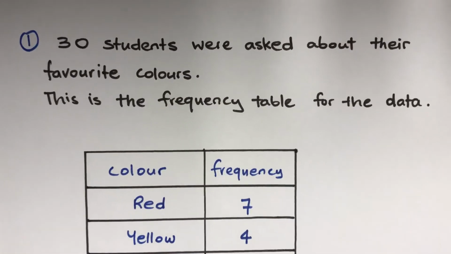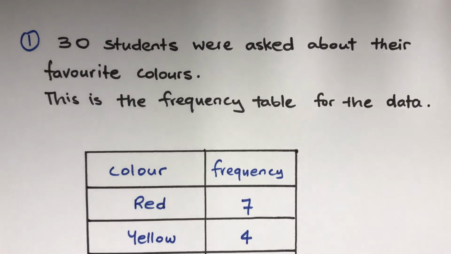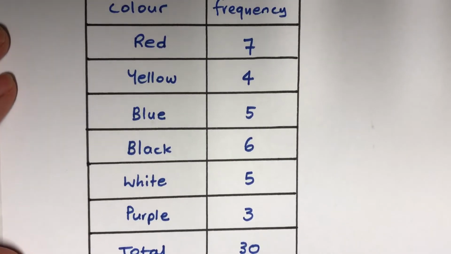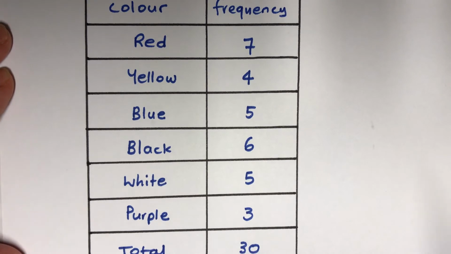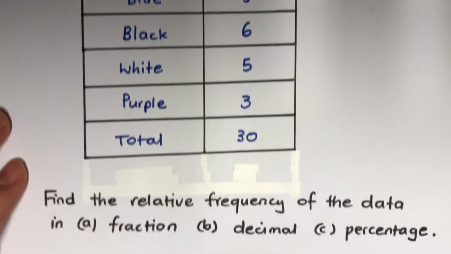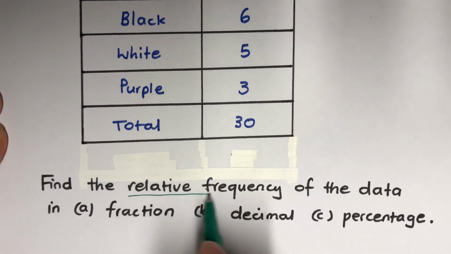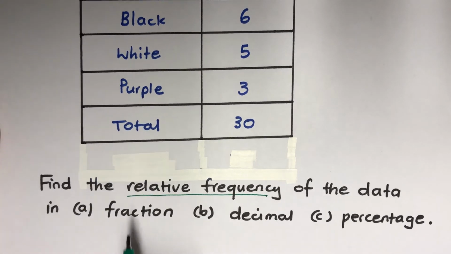Now, example. Let's have a look at the example. 30 students were asked about their favorite colors. This is the frequency table for the data that they collected. So we got red, yellow, blue, black, white, purple. When you add them all up, you get 30. So 30 students asked. Okay, fair enough. And find the relative frequency of the data in fraction form, in decimal form, in percentage form.